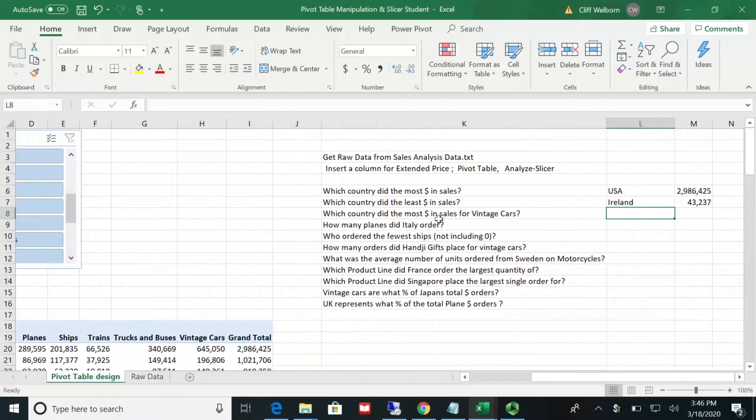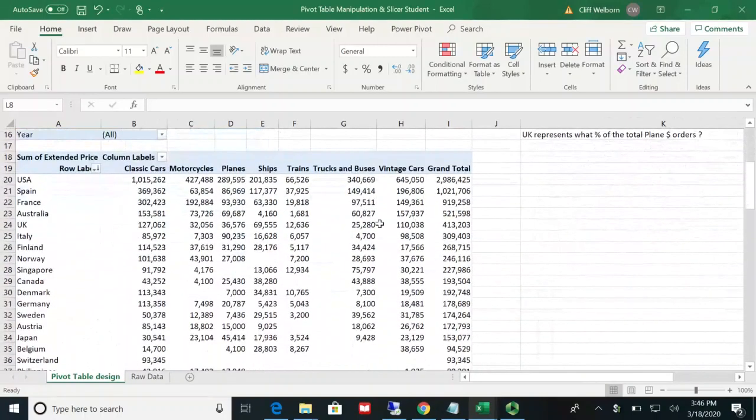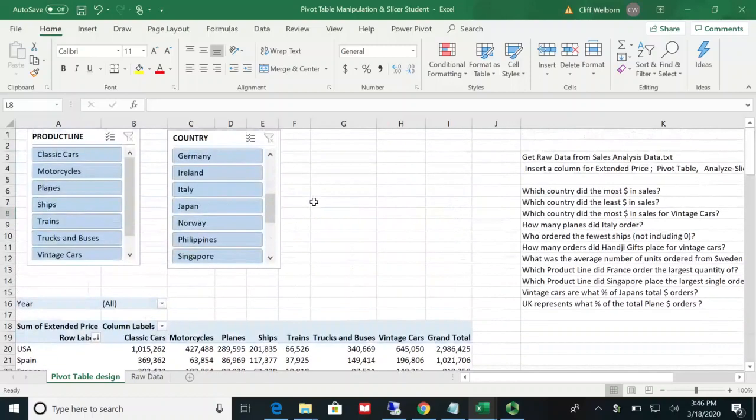Which country did the most dollar sales in vintage cars? So we can get the answer from what we have because vintage cars are right here in column H, and so we could read off of column H and find which country did the most. But if you have to answer a lot of questions like that, sometimes that can set you up for making mistakes. It's like when your pivot table has more information than you need, then it's up to you and your eyes to pick out which piece of information you really want to grab off of there.